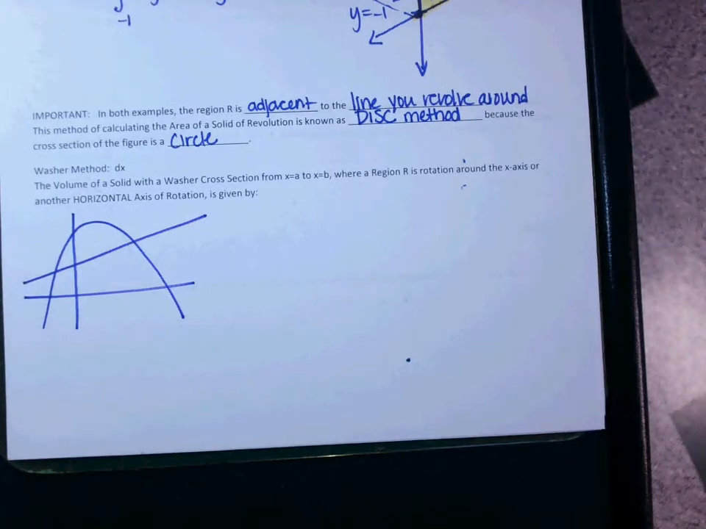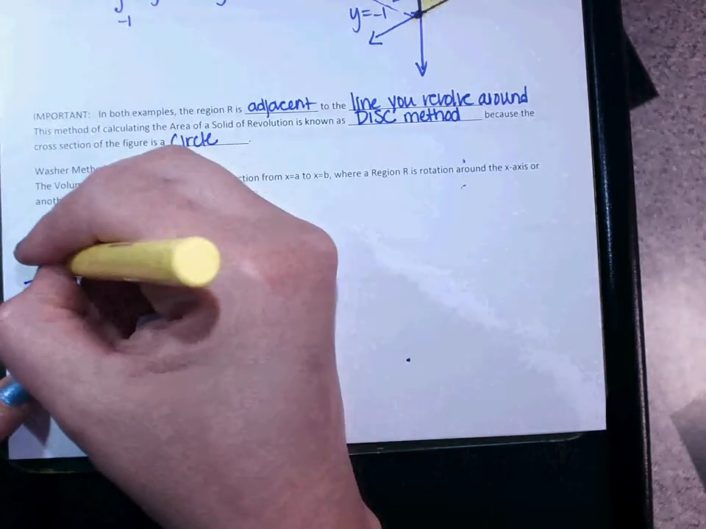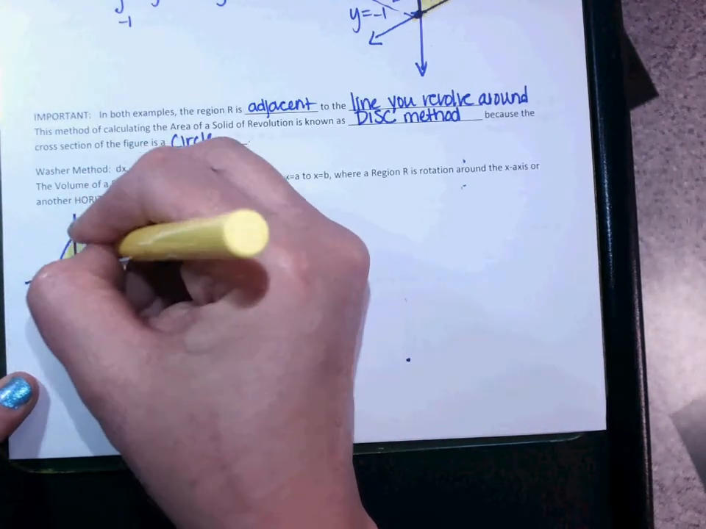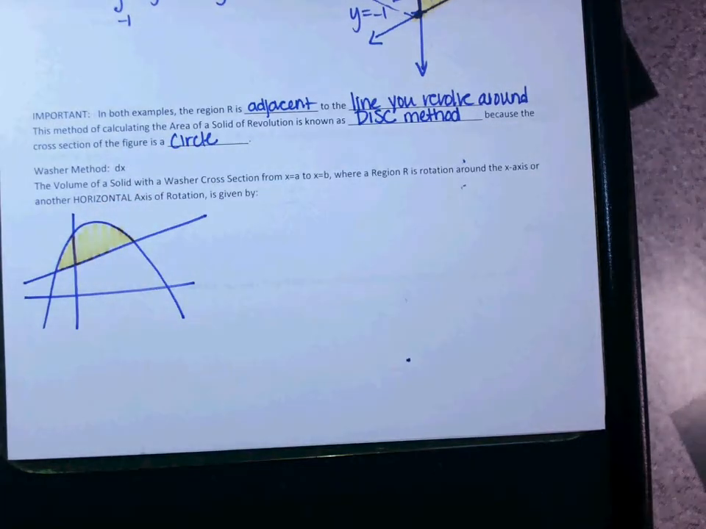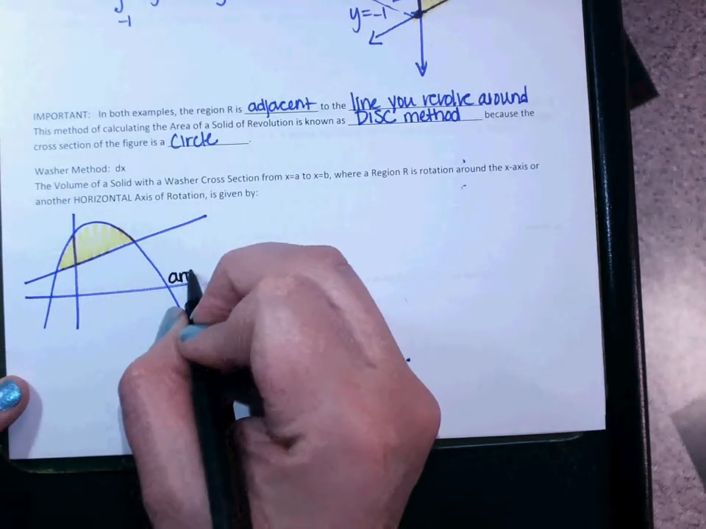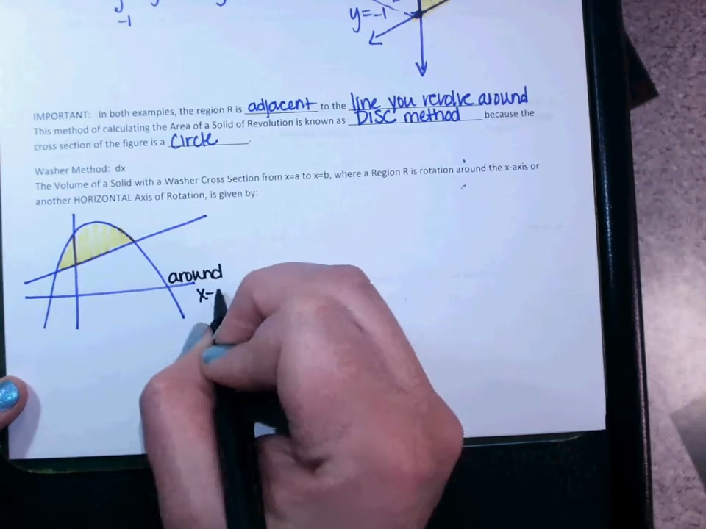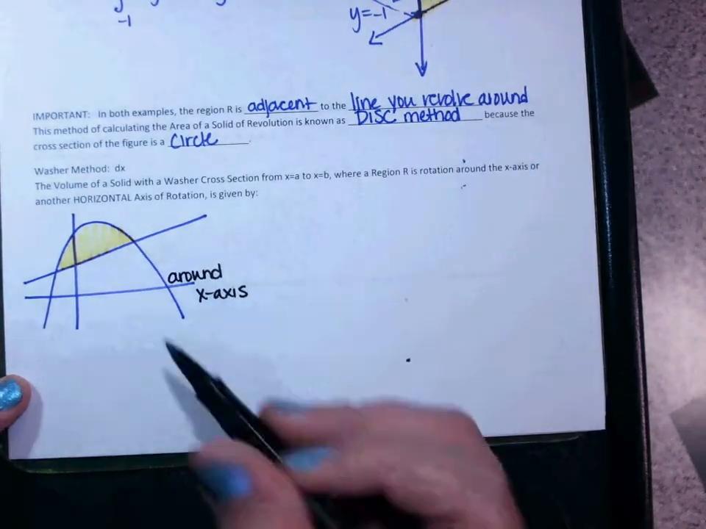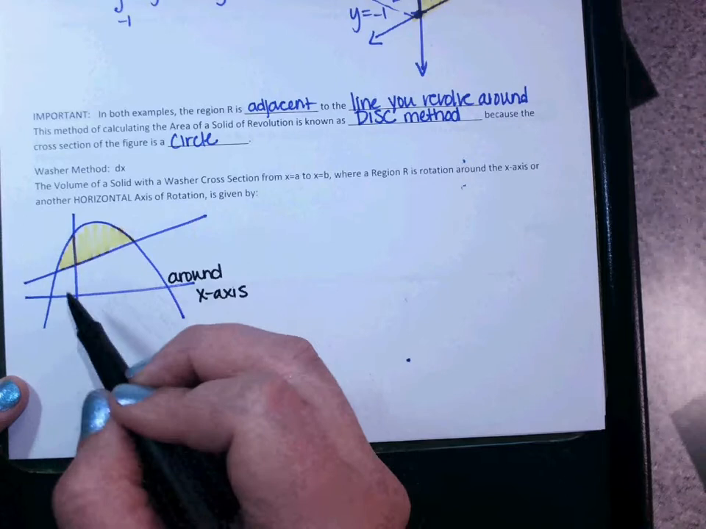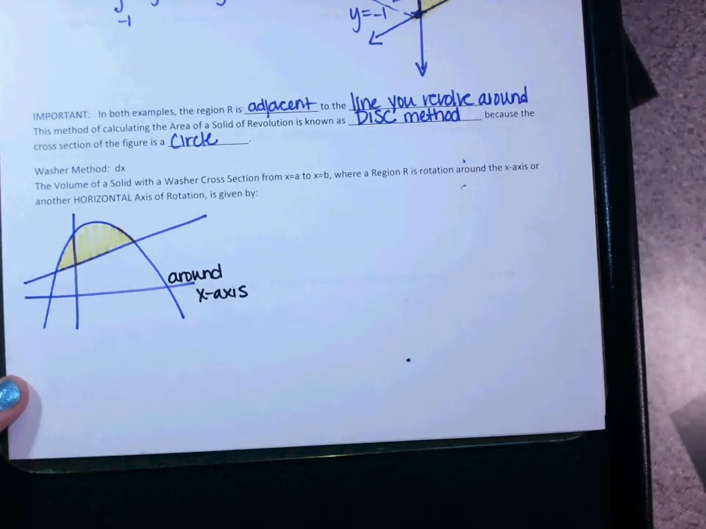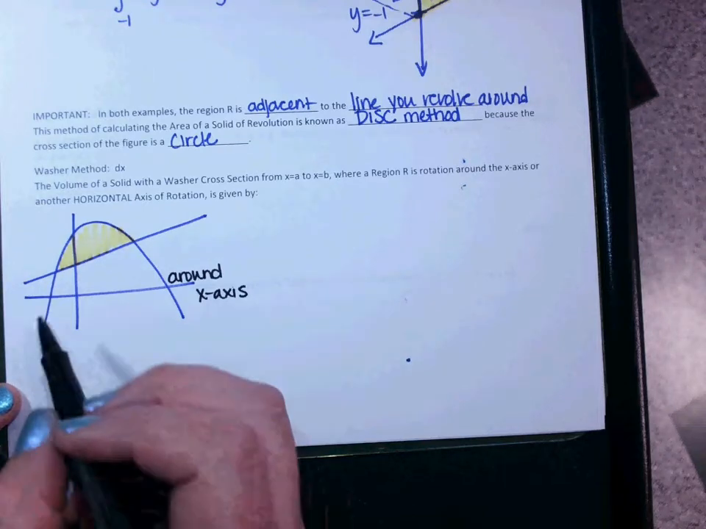And I want to rotate this region right here, I'm highlighting it for you. I want to rotate that around the x-axis. Okay, question, am I adjacent to the x-axis? No. If I rotate this around the x-axis, you should notice that you have this whole big space. What that means is that you're going to end up with a donut as your cross-section. Now, this is what I mean by that.